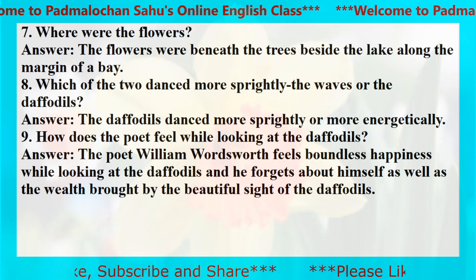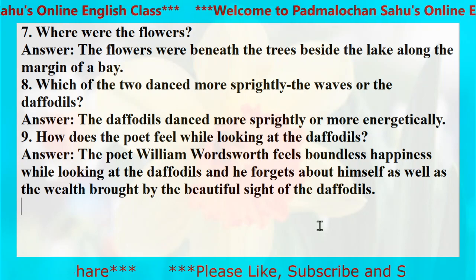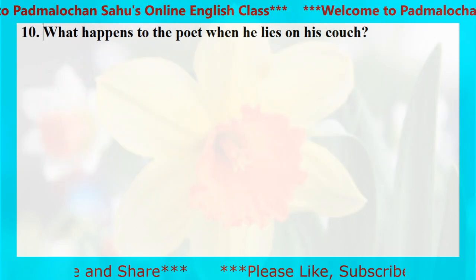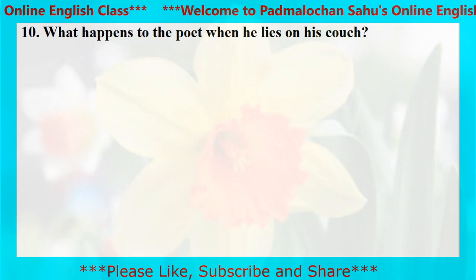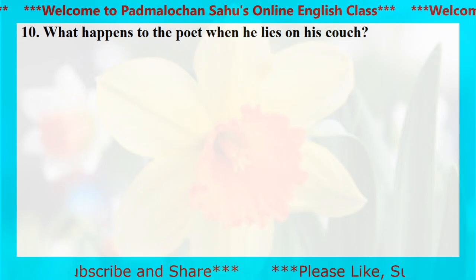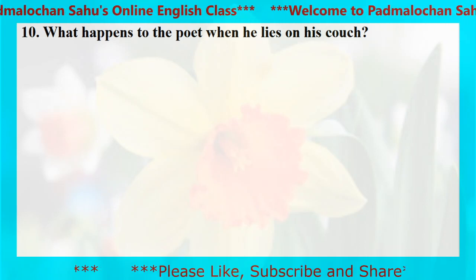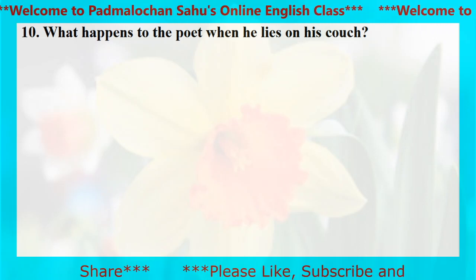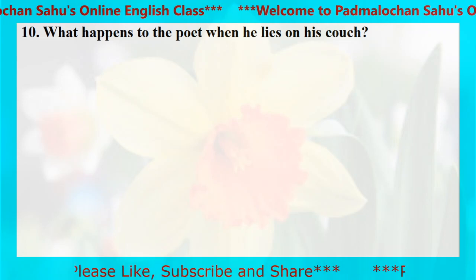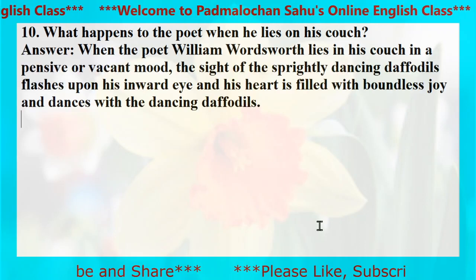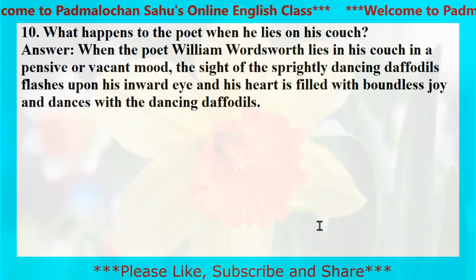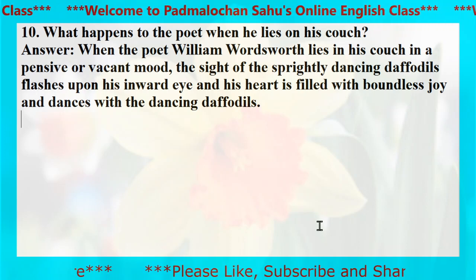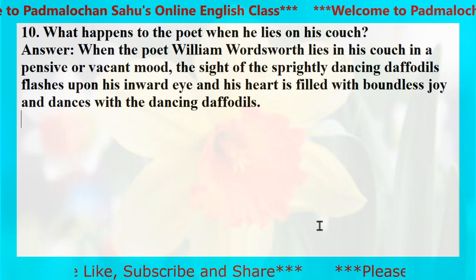Now we will move towards the 10th question. So the 10th question is, what happens to the poet when he lies on his couch? The answer is when the poet William Wordsworth lies in his couch in a pensive or vacant mood, the sight of the sprightly dancing daffodils flashes upon his inward eye, and his heart is filled with boundless joy and dances with the dancing daffodils.